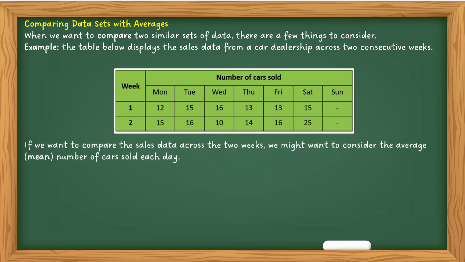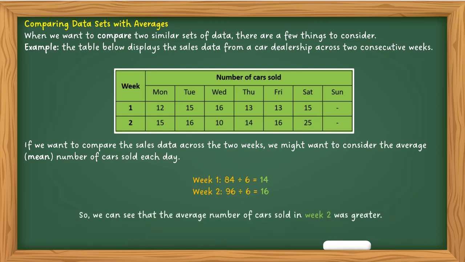So if we want to compare the sales data across the 2 weeks, we might want to consider the average or the mean number of cars sold each day. So you can see in week 1, if you add it all up and divide by 6, the average is 14. All right, in week 2, add them all up again and divide by 6, and you can see the answer is 16. So week 2, you can infer that the average number of cars was greater.